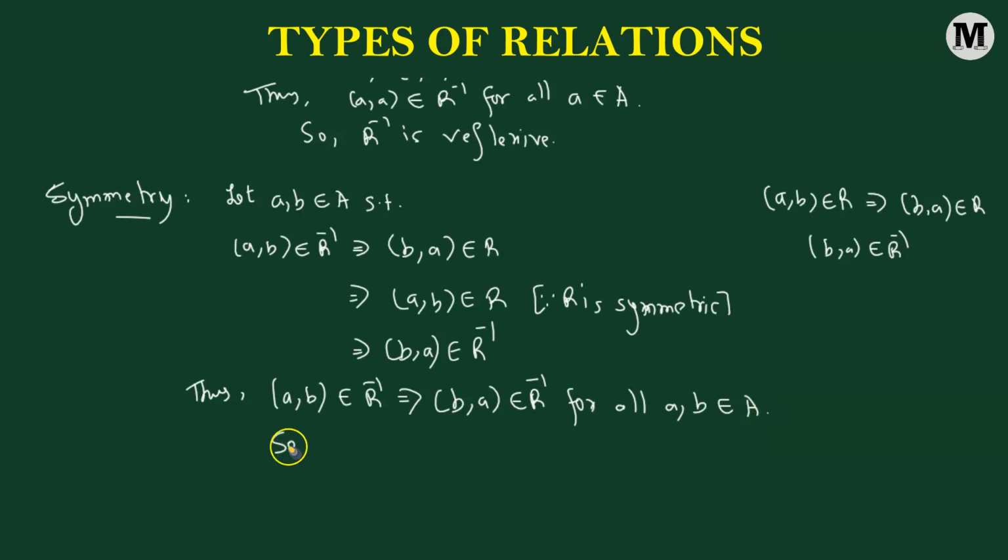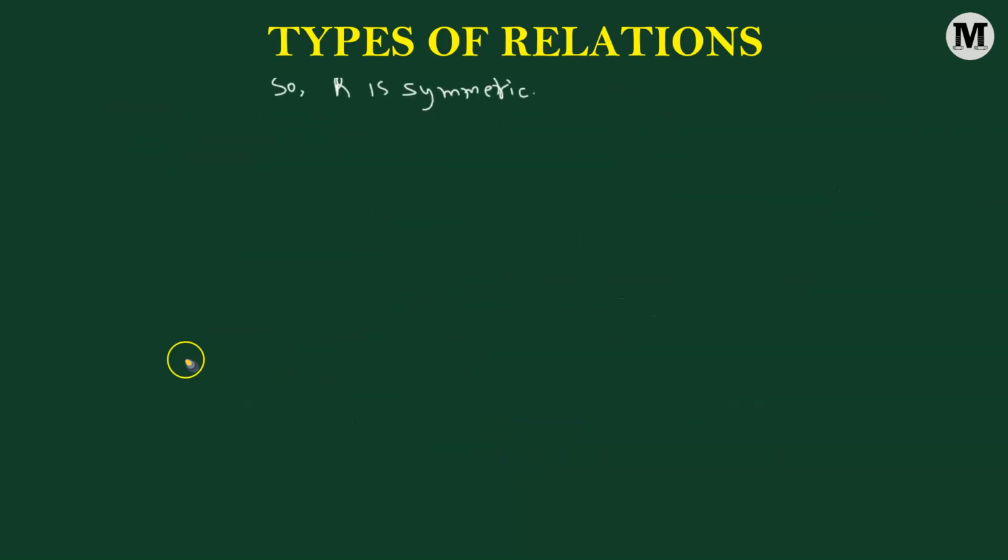So what does it tell us? This simply tells us that the relation R inverse is symmetric in nature. So this is a symmetric relation defined on the set A. And then finally, we're going to check for transitivity. So we'll have to use the definition.